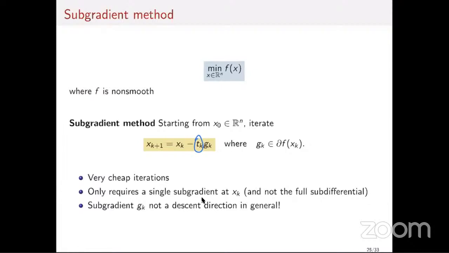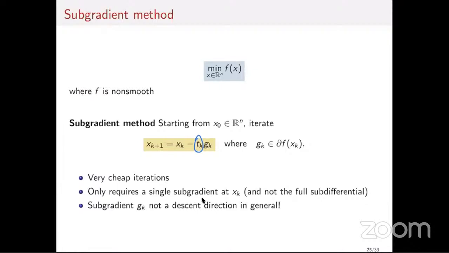So it is easy to see right away from the example I just gave about the absolute value that this method is not going to be a descent method in general. Okay, so it is possible that the value of the function f at xk plus 1 is going to be bigger than the value of the function at xk. This can happen if you choose the wrong subgradient. I mean, there's no wrong subgradient, but if you choose a bad subgradient.